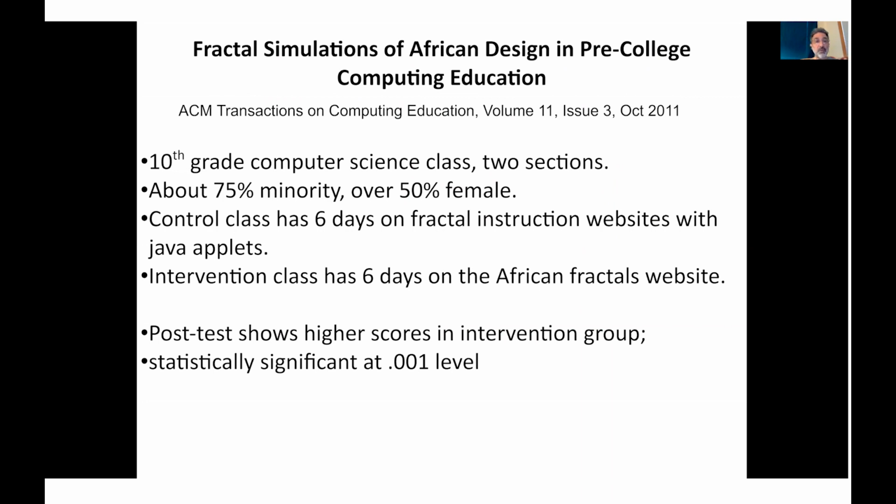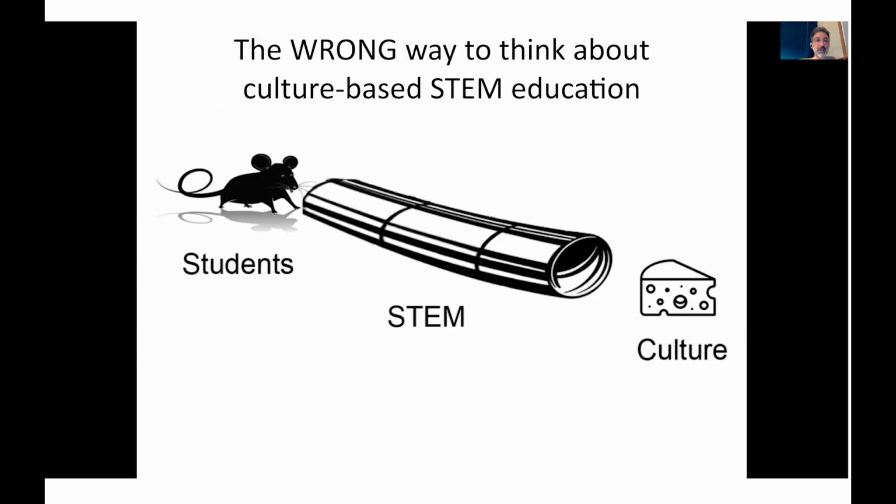So we try to do controlled studies, so we make sure that it's actually having an effect. We're not just fooling ourselves. So we have one classroom using the same software, but without any culture connection, and then using it with the cultural training and the cultural background. And we can show statistically significant improvement based on the culture.